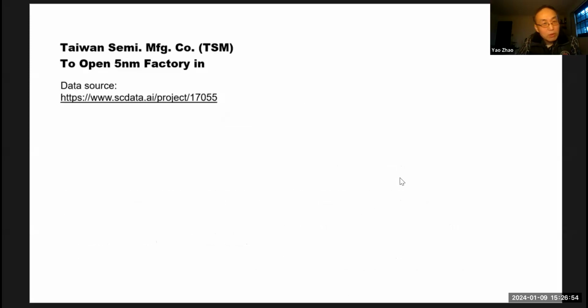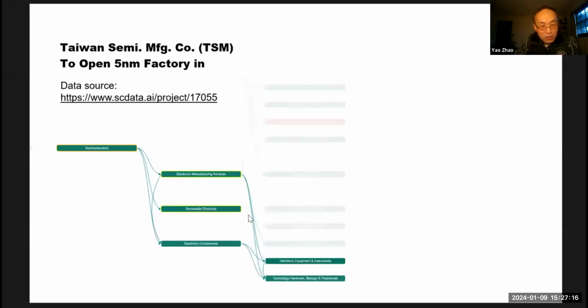Now, a more recent example is Taiwan Semiconductor Manufacturing Corporation. TSMC was invited by the U.S. government to open a new 5 nanometer semiconductor factory in Arizona. Now, this news immediately shocked me, because if we just look at the supply chain, this time, let me show you the more interactive graph.